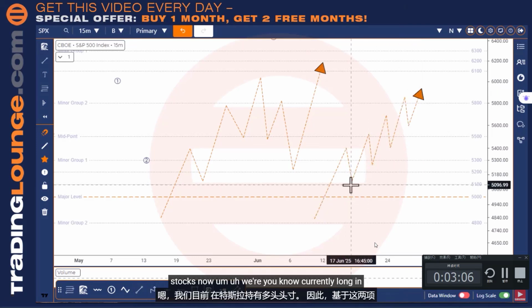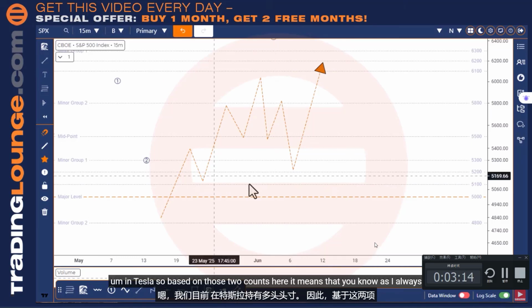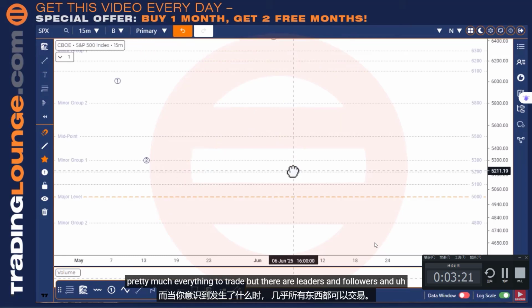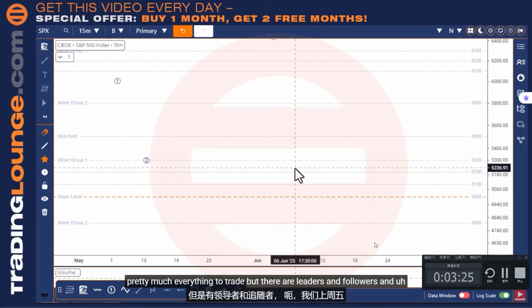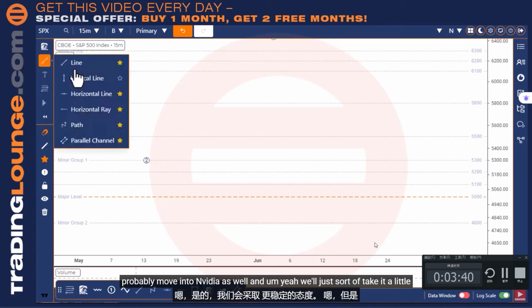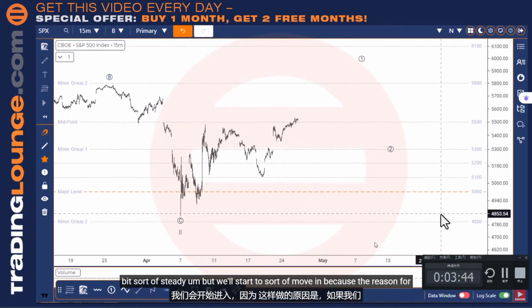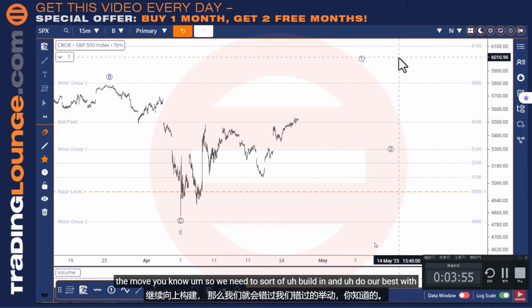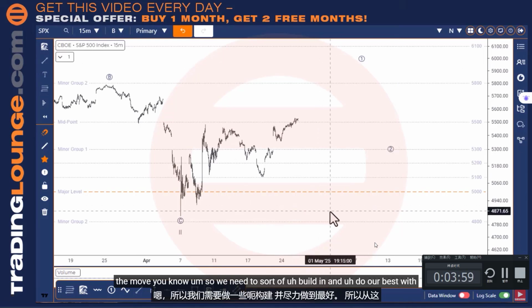Now we're currently long in Tesla. So based on those 2 counts here, it means that, as I always say, there's nothing to trade, and when you recognize what's going on, there's pretty much everything to trade. But there are leaders and followers, and we moved into Tesla last Friday or Thursday, whatever. So we'll probably move into NVDA as well, and we'll take it a little bit steady, but we'll start moving, because if we don't get a nice 5 waves with a nice wave 2 pullback like this, and we keep building to the upside, well then we miss the move, so we need to build in and do our best with that.